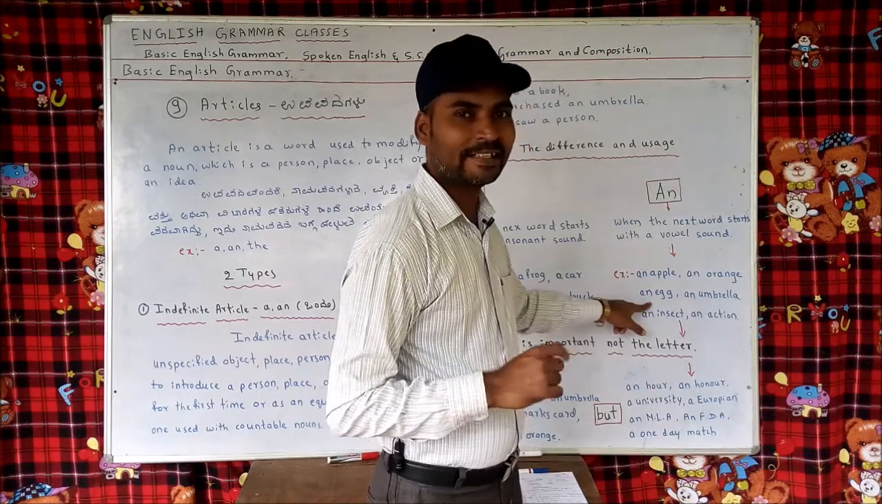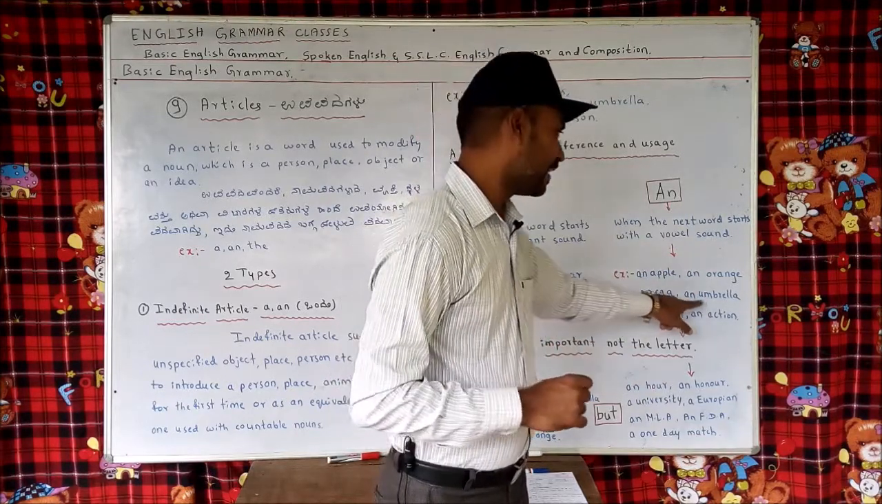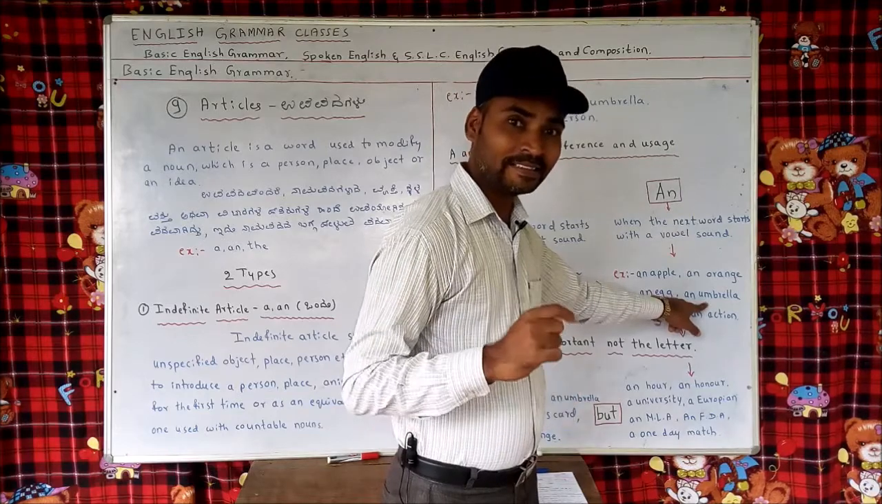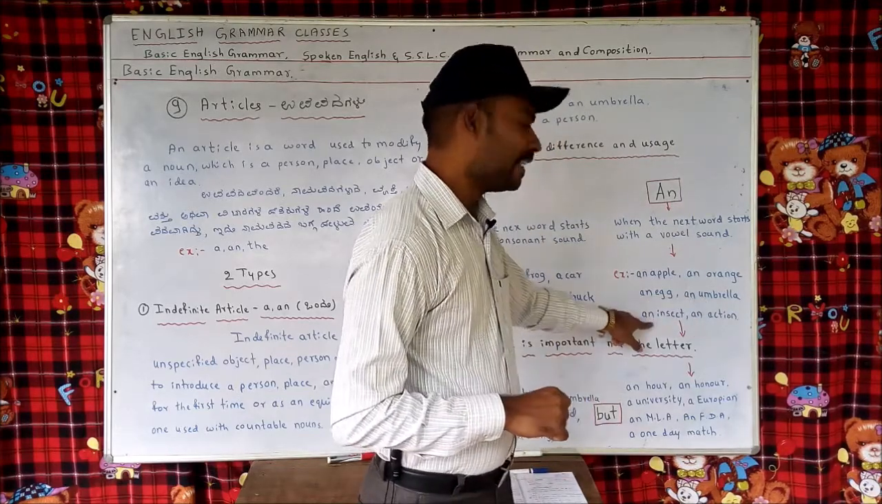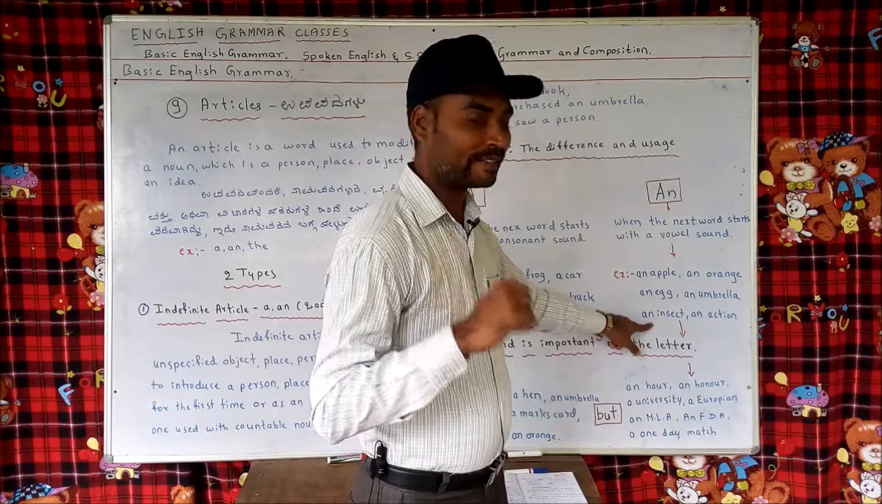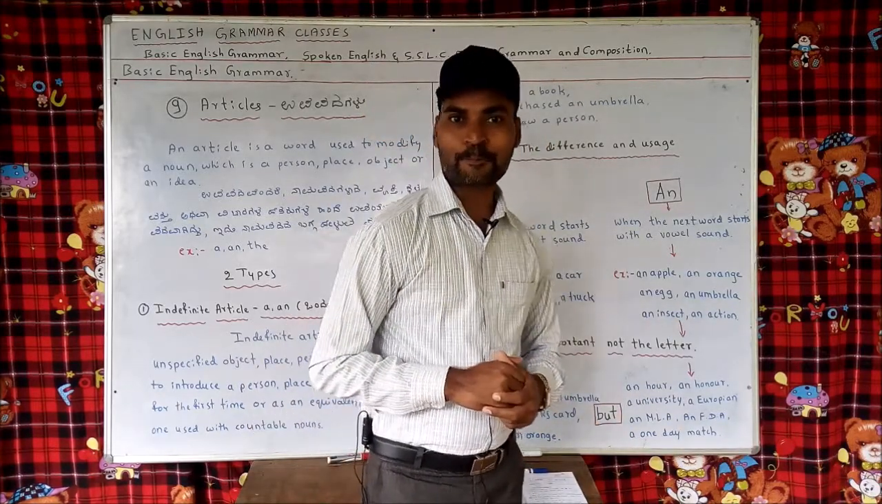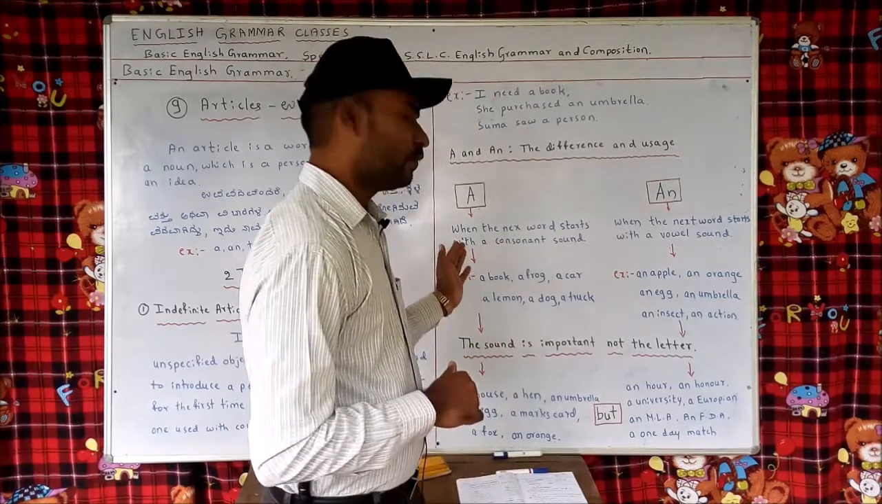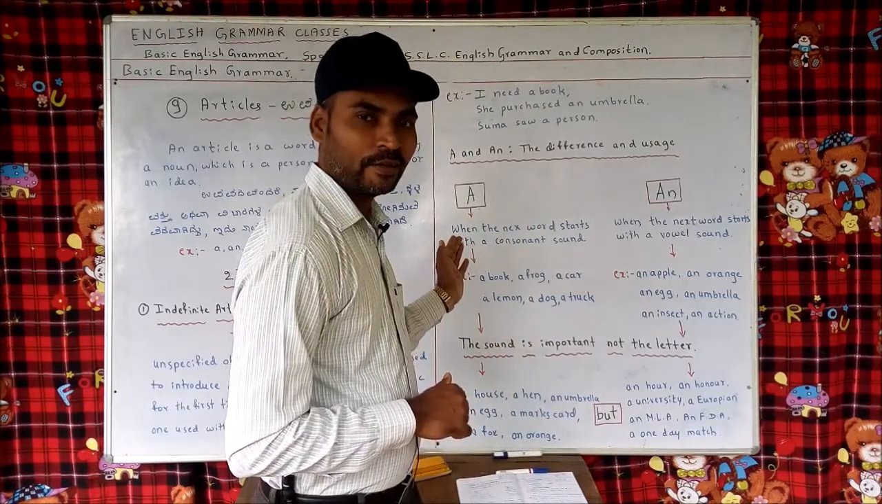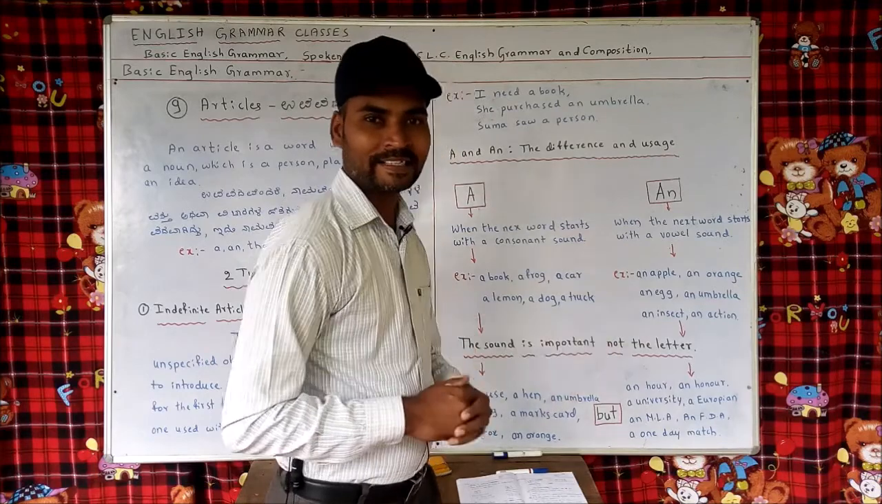An egg, a vowel sound. An umbrella, a vowel sound. An insect, a vowel sound. An action, a vowel sound. So this is the difference in the usage between a and an.